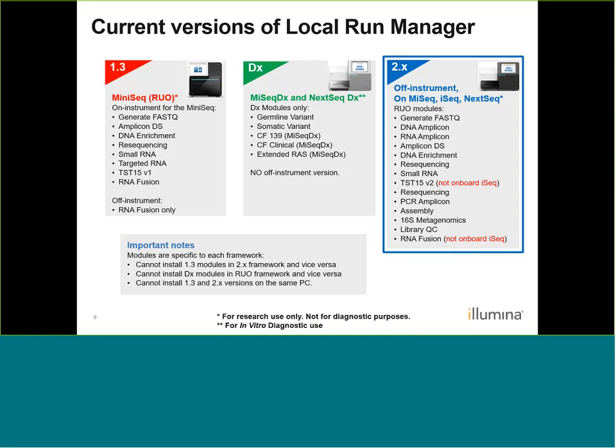You also cannot install the version 2 framework on a PC that has version 1.3 already installed. So if you do happen to have that older version of 1.3 off instrument that's for RNA fusion only, and you wanted to install version 2, you would need to uninstall the 1.3 framework first before you install the version 2 framework. So those are just some important notes to keep in mind.